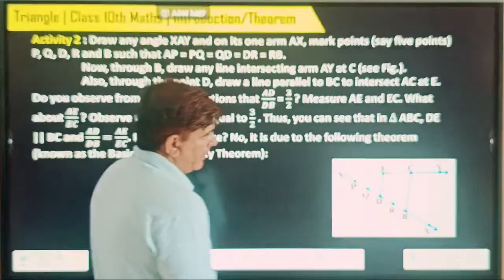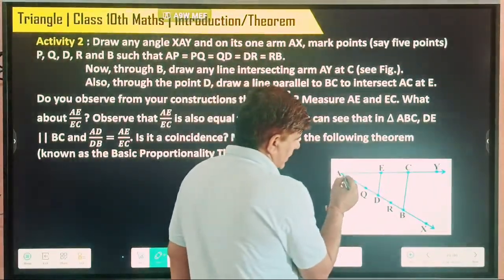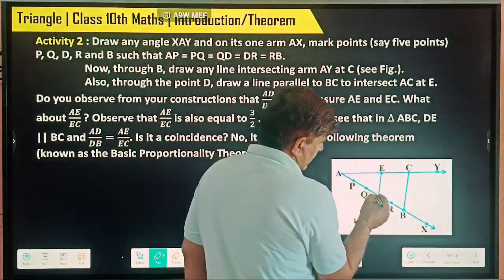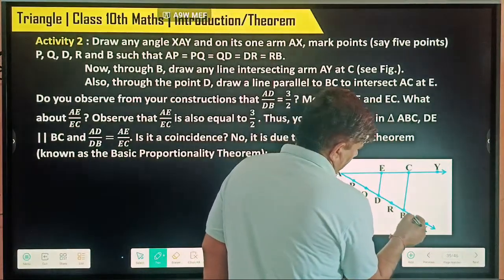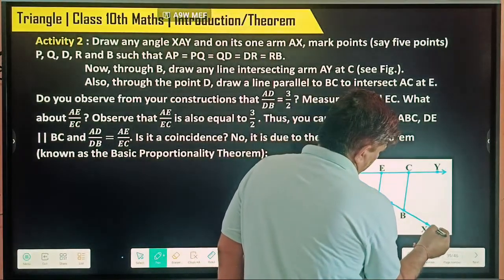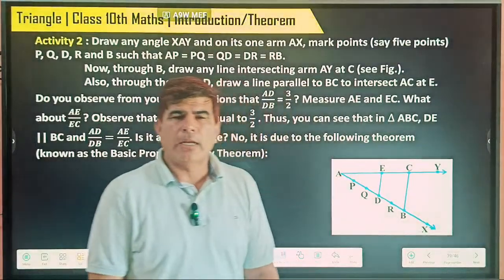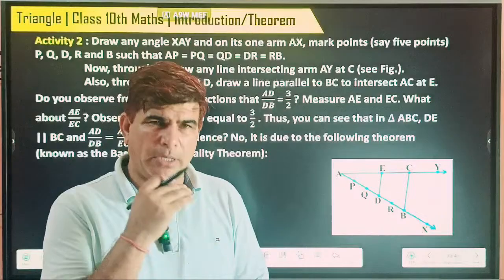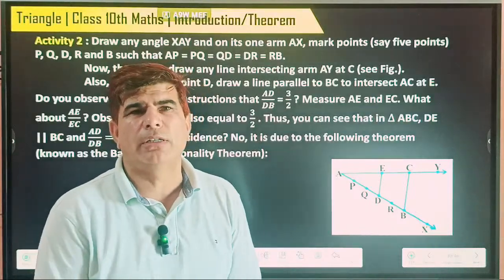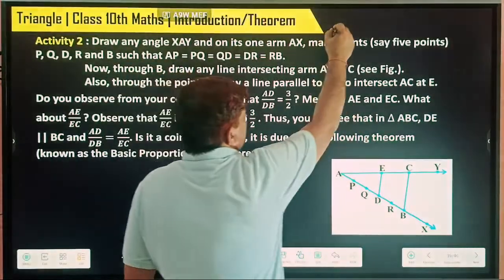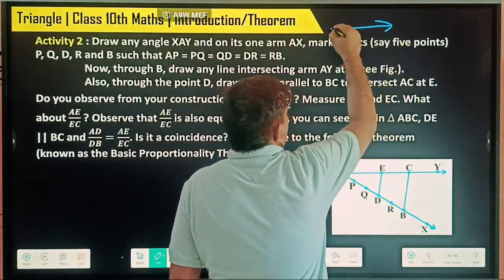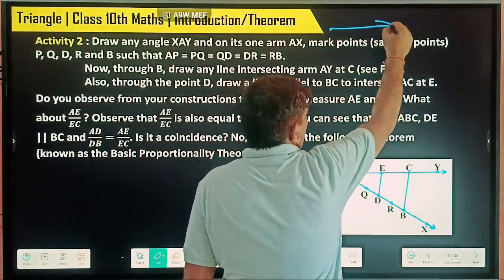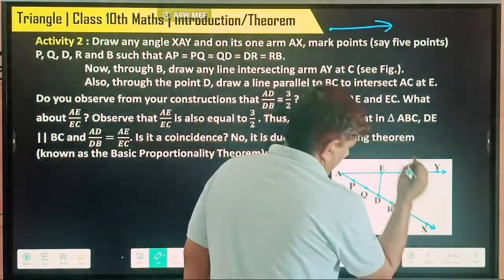We can take a ray. This is a ray. A ray, you can say, has a starting point but no ending point. A ray is like this. This is its starting point and we don't know its ending point. So we have taken a ray.